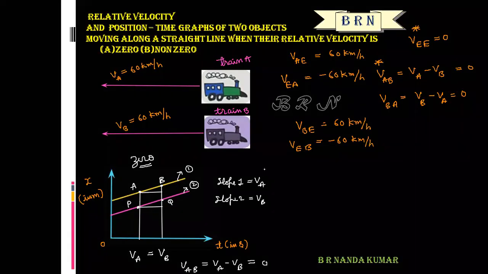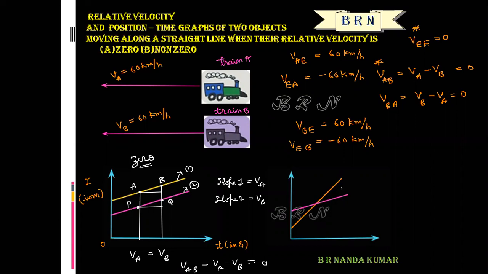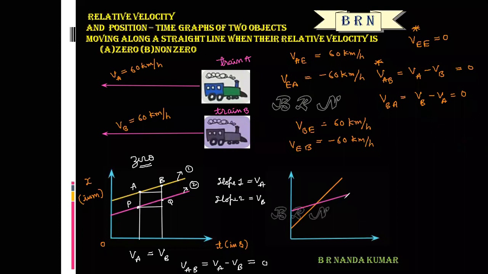Now let us consider one more graph. Actually, in this graph, the relative velocity is not equal to 0. Here, one object is moving faster than the other. One is the faster moving object, another one is the slower moving object. Okay, how do you find out which one is the faster moving object and which one is the slower moving object? By calculating the slope of each line.